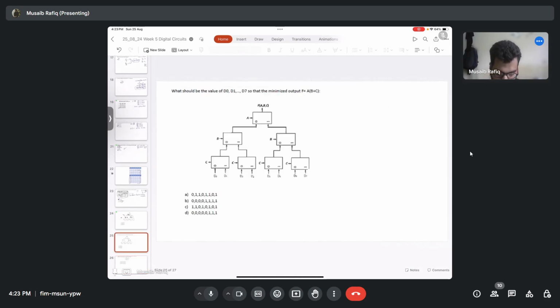So this is a question I would like you guys to have a look at first, and then I'll show the solution. So the question asks us what should be the value of D0, D1, so on up to D7, so that the minimized output F equals A times B plus C. So you need to give me the values of d0, d1, d2, so on, such that the function will be equal to the minimized output F equals A times B plus C. So what will be the values of d0 up to d7? And here are your options at the bottom.